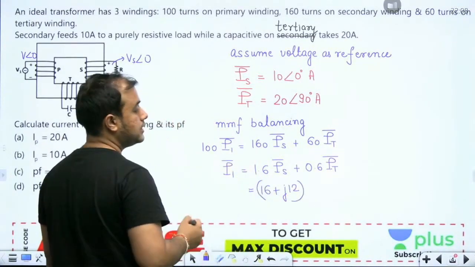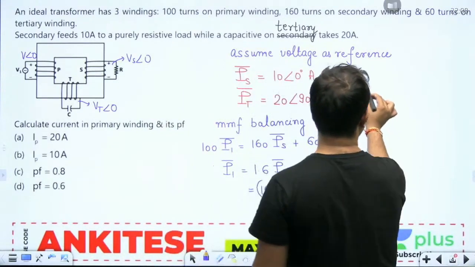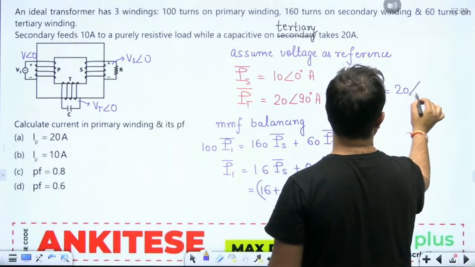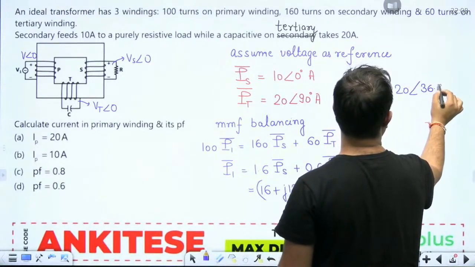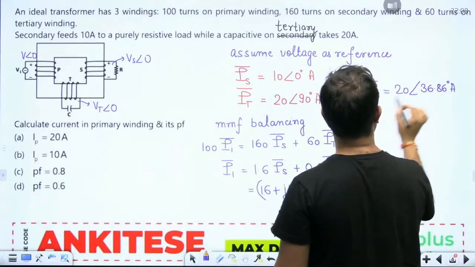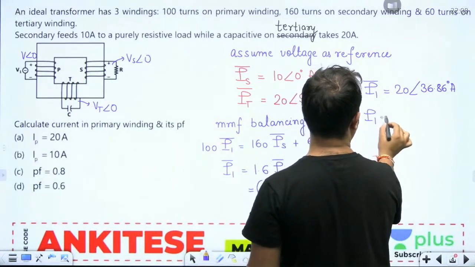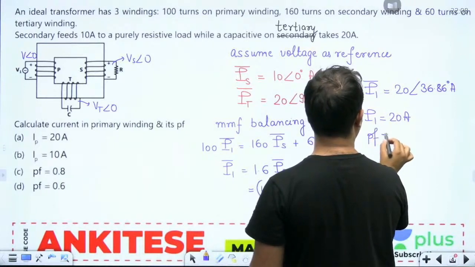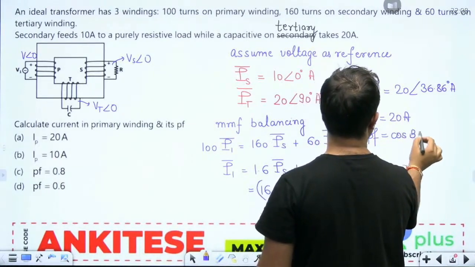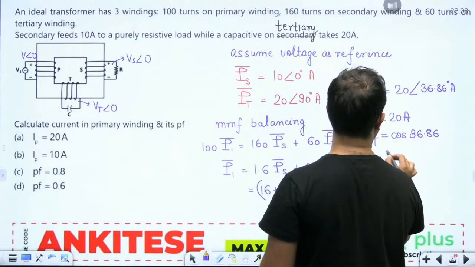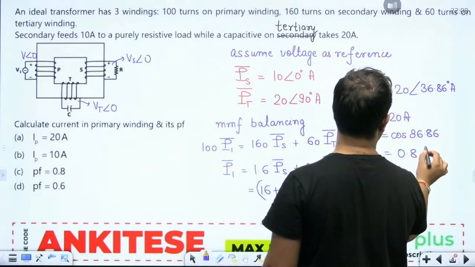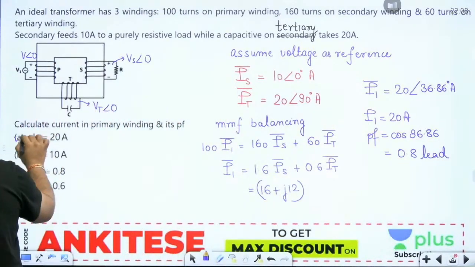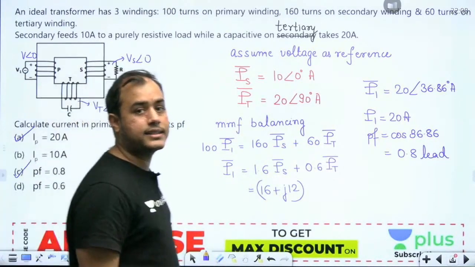This is the current. Now I'll convert it to polar form. It will be 20 angle 36.86. That is, the current will be 20 ampere and the current is leading the voltage by 36.86. So the power factor is cos 36.86, 0.8 leading. So it is a MSQ type question. The answer would be A and C.